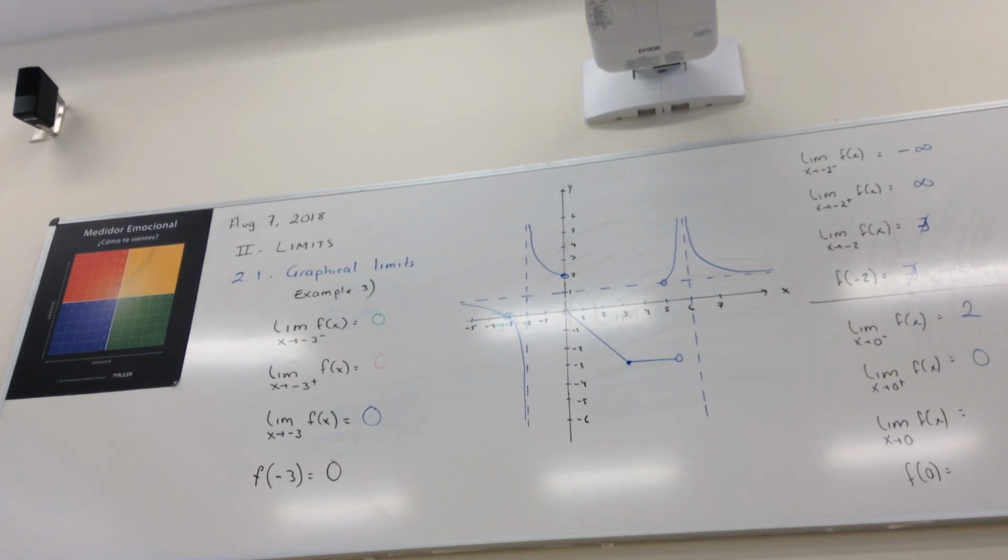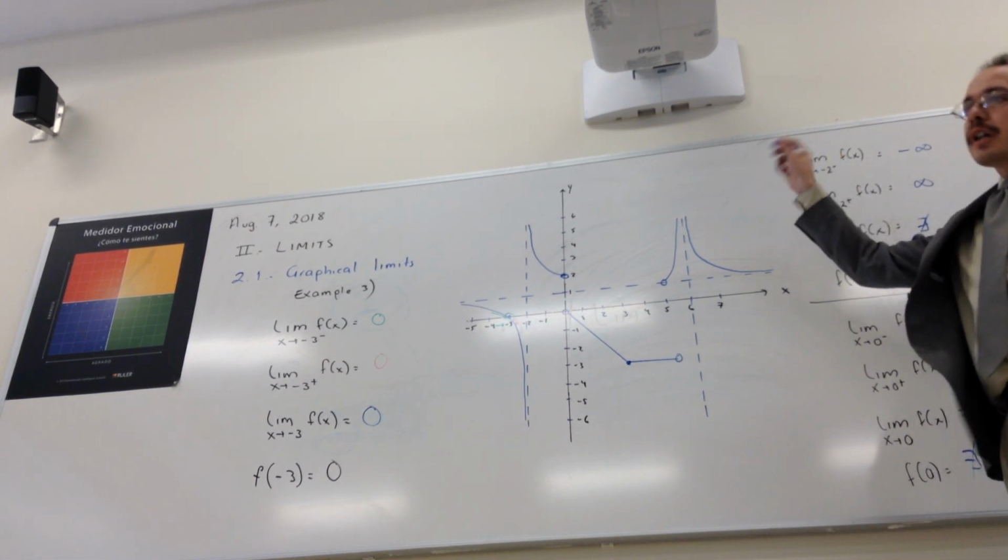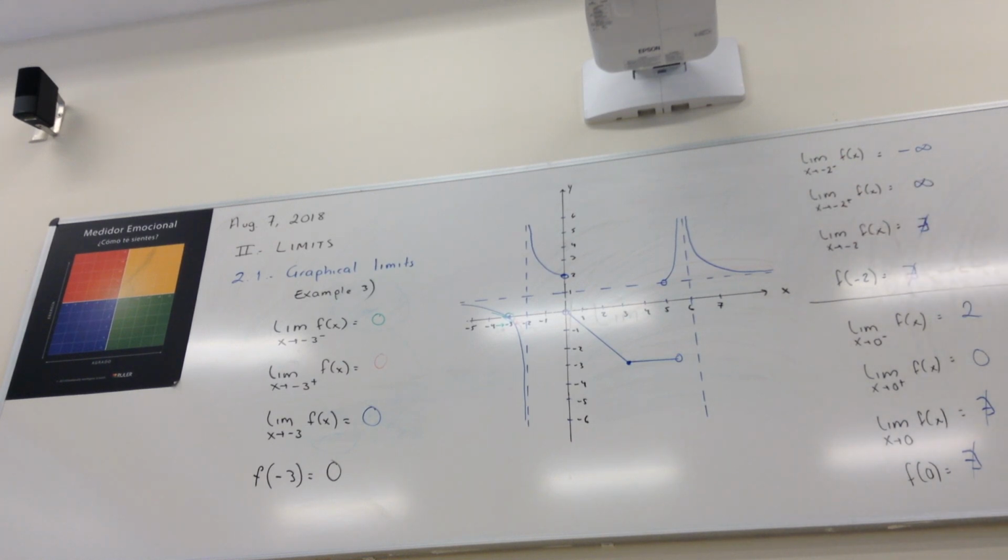x approaches 0 from both sides? Doesn't exist. You can tell that because those two are different. If those two are equal, like in the first case, this is the same. If they are different, doesn't exist. F of 0? Doesn't exist. Why? Because there is no full dot at all.